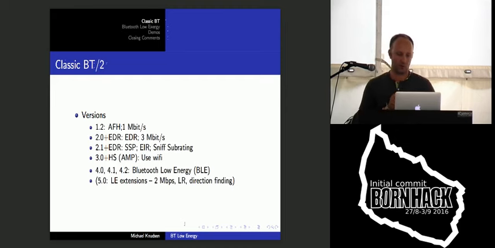In 4.0, which I think came out in 2010, we got this new idea of the Bluetooth Low Energy aspect. And there's a new spec, 5.0, coming out, which is a bunch of extensions to the LE spec, which, for instance, includes 2 megabits, long range and some direction finding scheme.